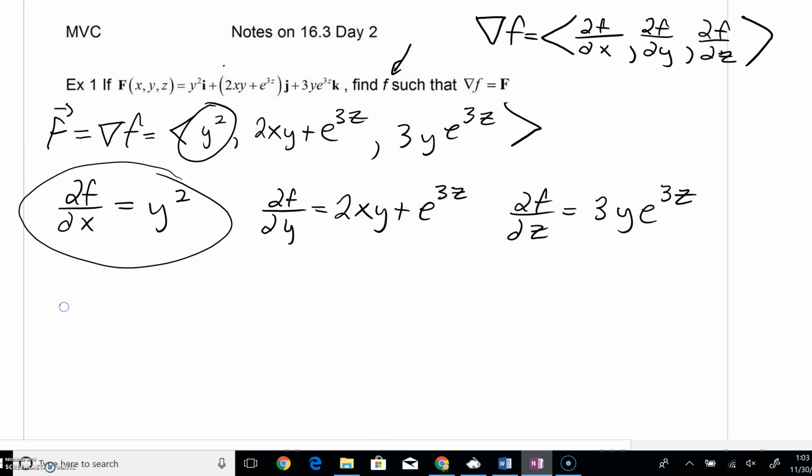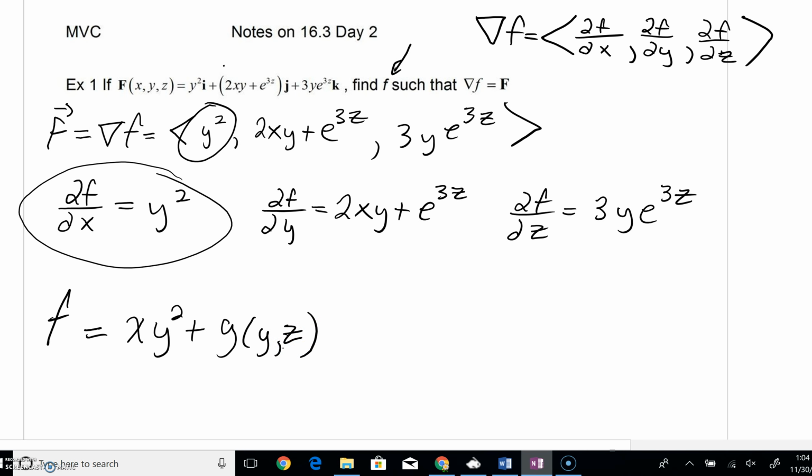Oops, this got messed up just a tad. So I'll say f is equal to, well, what's the antiderivative of y squared with respect to x? It's y squared x, or xy squared, right? But then you've got some constant. Now, wait a minute. This would be a constant really of a function of y and z.